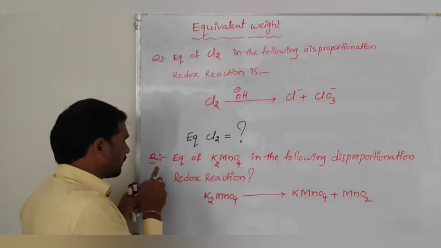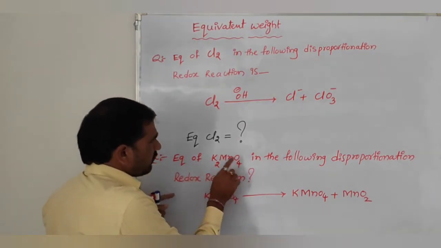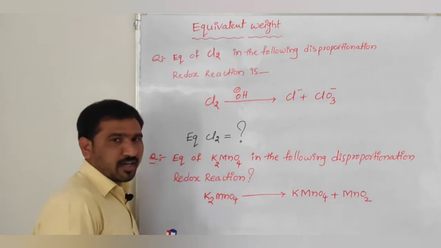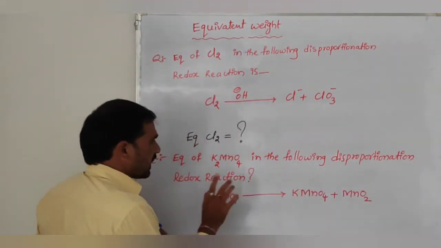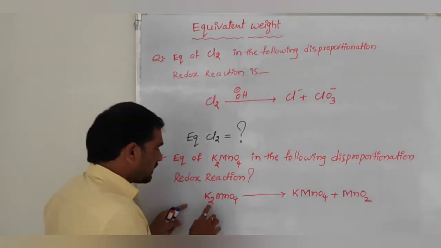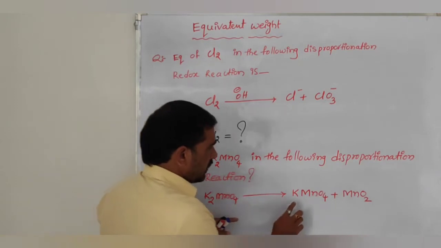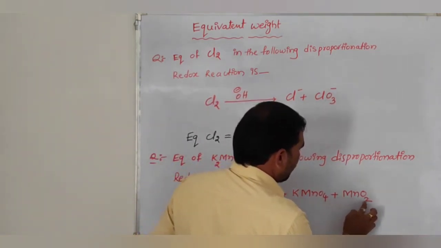Second try yourself question. Question: given the equivalent weight of K2MnO4, potassium manganate, in the following disproportionation redox reaction. The disproportionation redox reaction is K2MnO4 gives rise to KMnO4 plus MnO2.